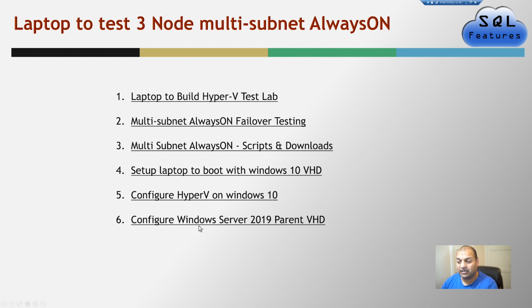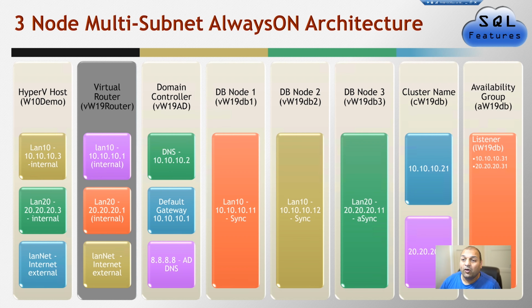We set up Hyper-V on that, and in the last video we covered how to create a parent 2019 Windows Server hard disk. Now we'll be using that hard disk we created as the base for the rest of the virtual machines, and the first virtual machine we'll create in this session will be the virtual router. It will have these 3 networks, and we'll set it up so that both the LAN 10 and LAN 20 networks can use the LAN net to get access to the internet, while these 2 networks can also talk to each other. Alright, let's get to the next.